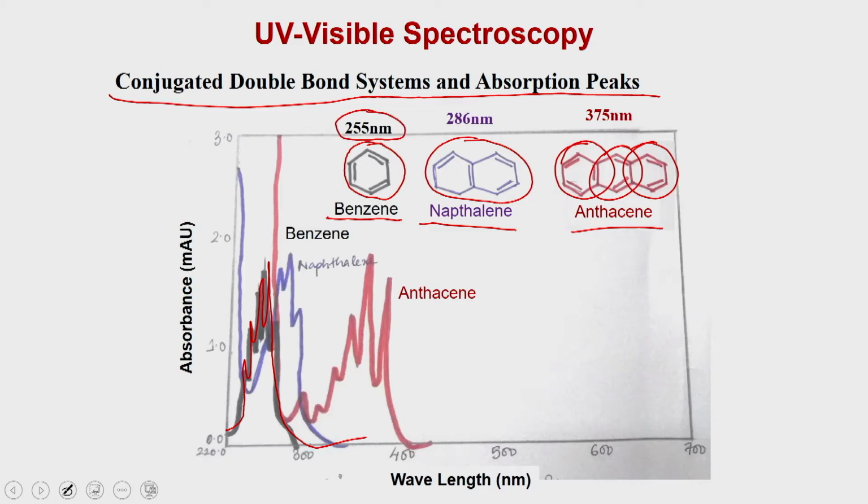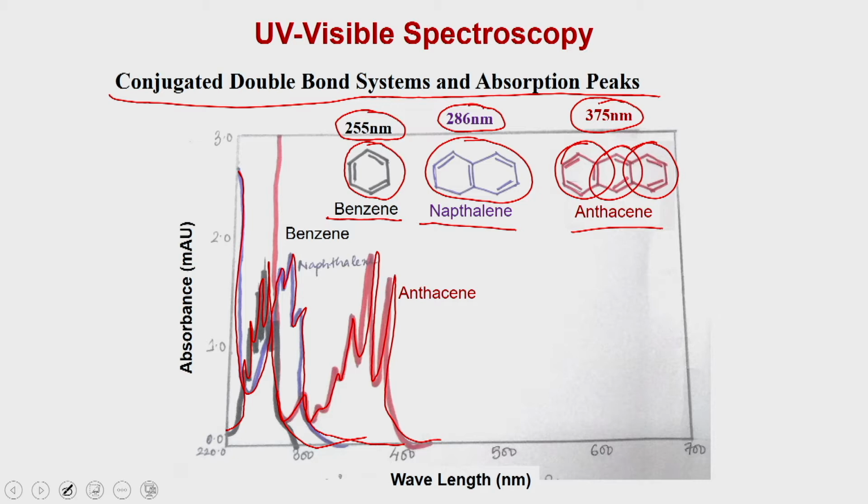255 nanometer, whereas the naphthalene, which contains the two conjugated double bond system, is absorbing differently from the benzene. That is the blue colored spectrum, corresponding to naphthalene, and it is giving a lambda max at 286 nanometer. Compared to that, when you bring the three conjugated double bond system rings, you will see a clear, very large shift compared to the benzene or the naphthalene, and it is giving a lambda max at 375 nanometer.